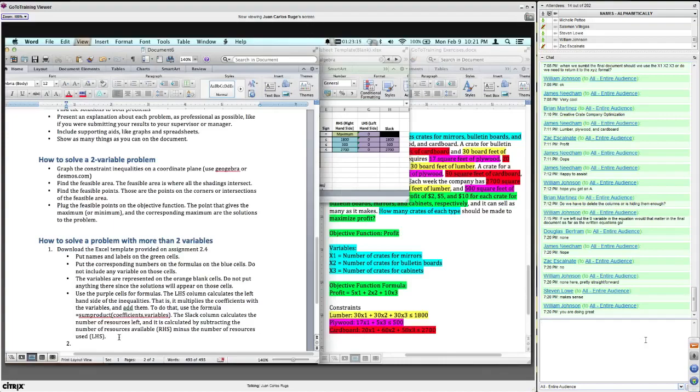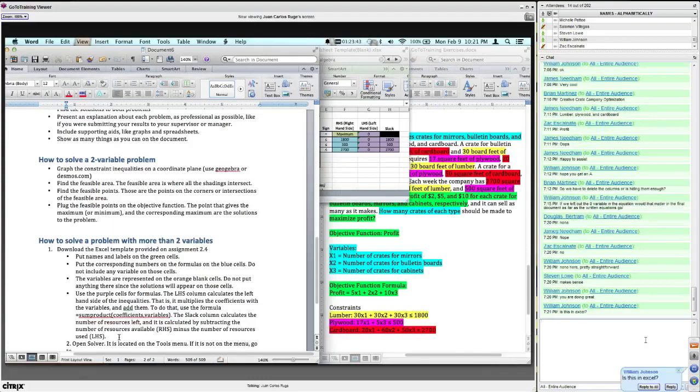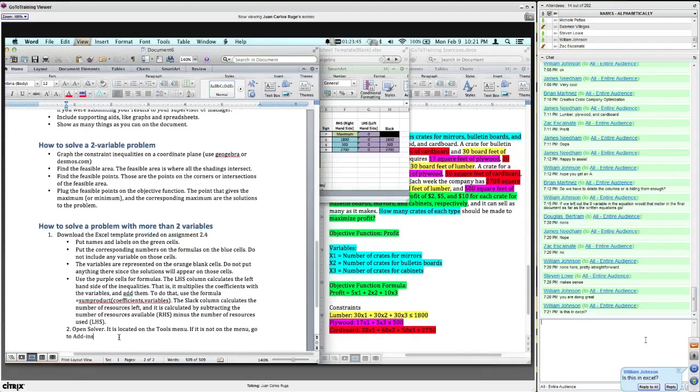Okay, second part. Open Solver. It is located on the Tools menu. If it is not on the menu, go to Add-ins on the Tools menu and select.